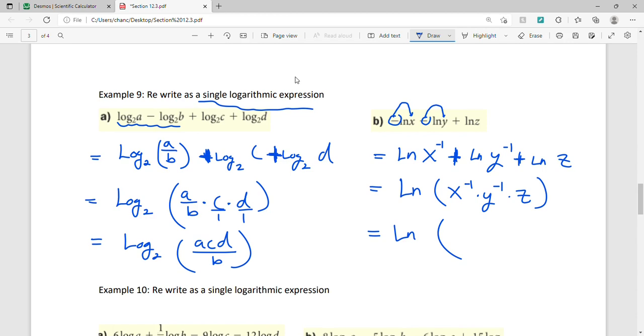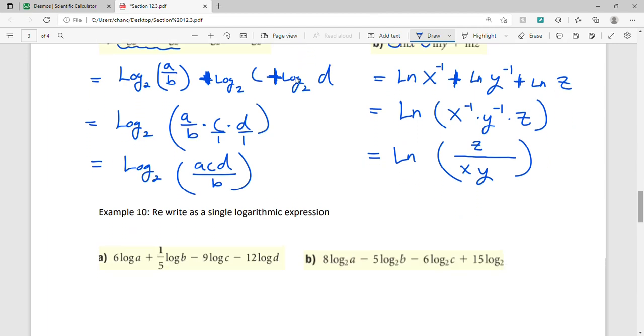So recall x to the negative n is equal to 1 over x to the positive n. It means I can bring that exponent into the denominator and it becomes positive. And that gives us our solution as the natural log of z over x to the 1 or just x and y to the 1 or just y. And that is it. Our solution is the natural log of z over x times y.